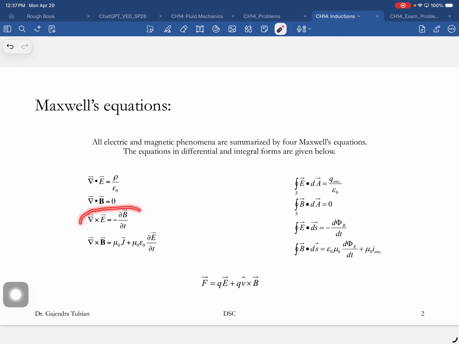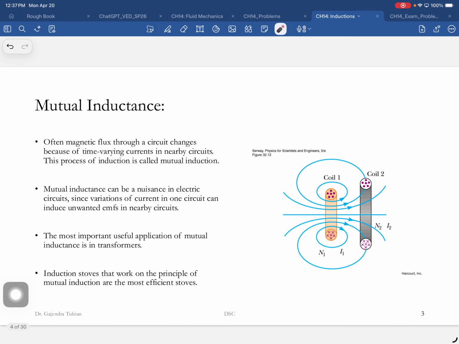Again, it's an application of Faraday's law: changing, time-varying magnetic fields induce electric fields. Mutual inductance is an effect. If you have a coil here and you change the current in this coil, it changes the magnetic field that it's producing, and it'll induce an EMF in nearby coils. Often magnetic flux through a circuit changes because of time-varying currents in nearby circuits.